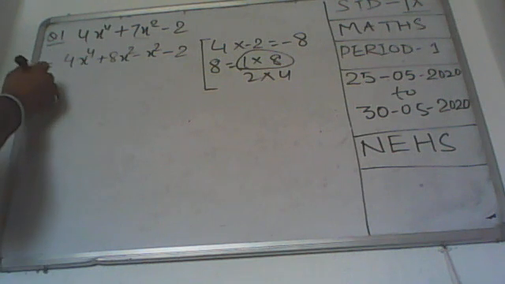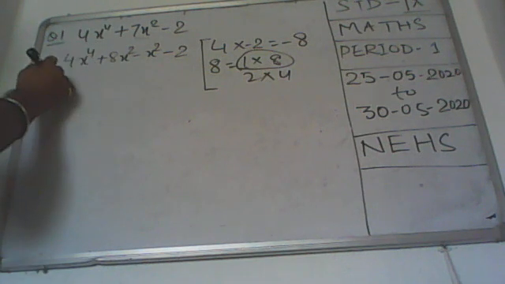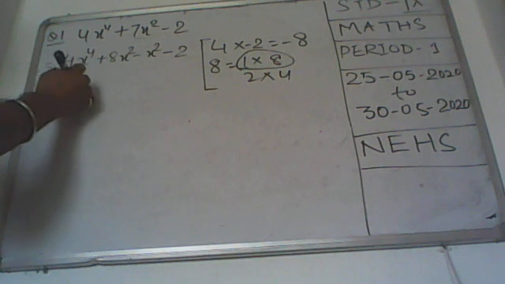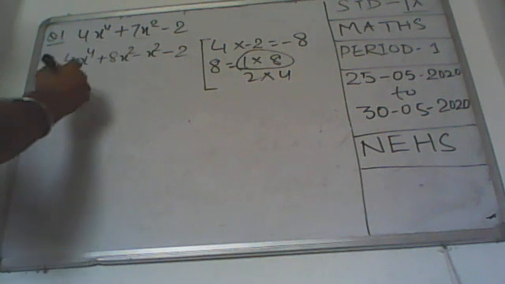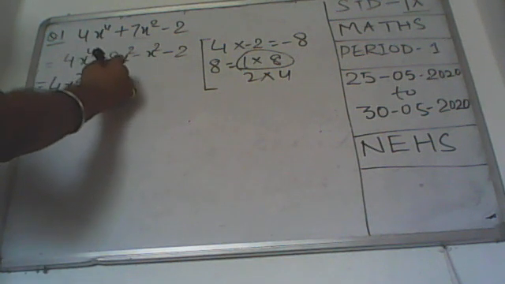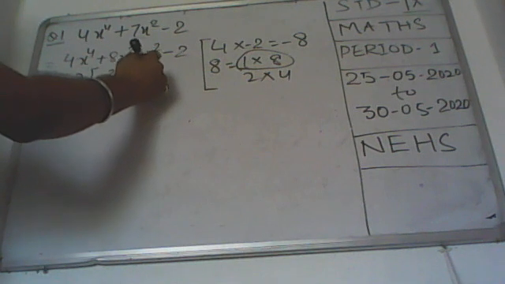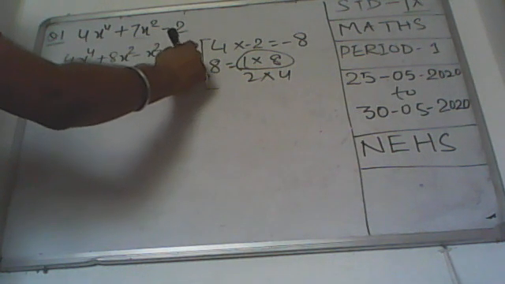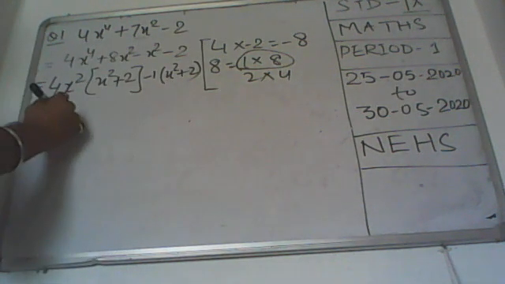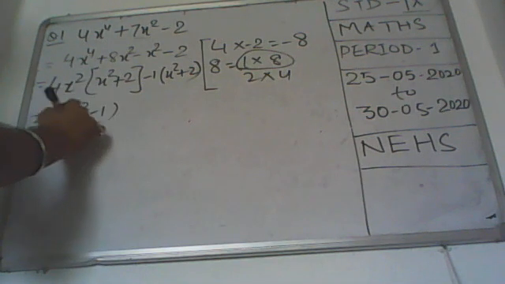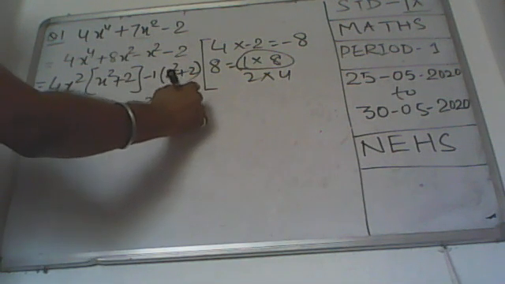Now what after that? Simple. Take common numbers as well as the variables. 4x square came outside. Inside will be x square plus 2. Here also x square plus 2. So it is 4x square minus 1 into x square plus 2.